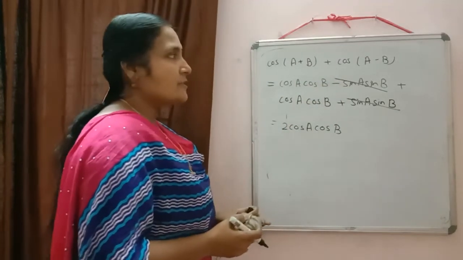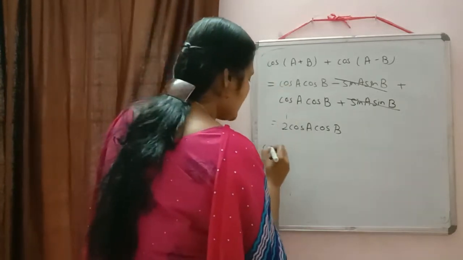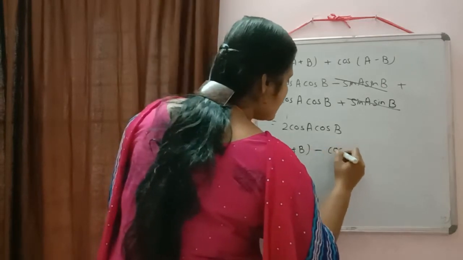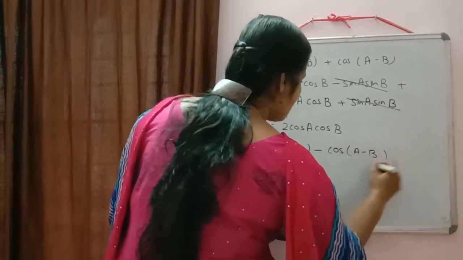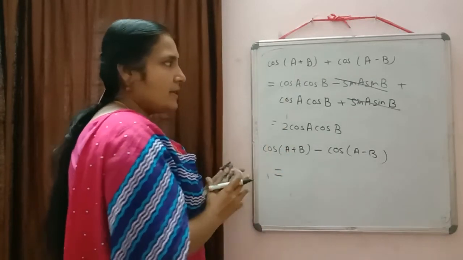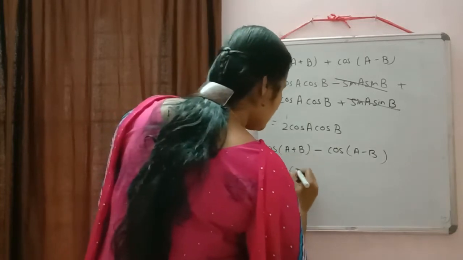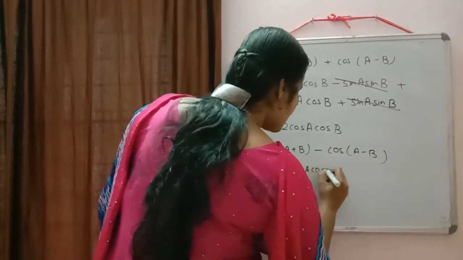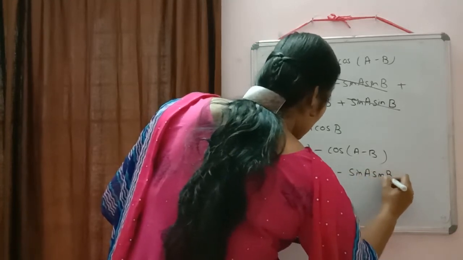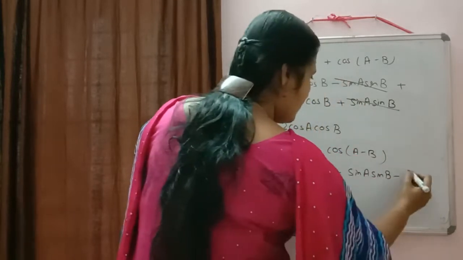In the same way, if we have to do the subtraction, what will come? Cos(A+B) minus cos(A-B). I will write the formula here. Cos(A+B) is cos A cos B minus sin A sin B. Now the minus sign is there, so after the negative sign we put the bracket.